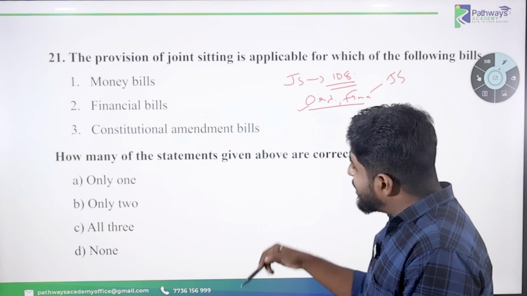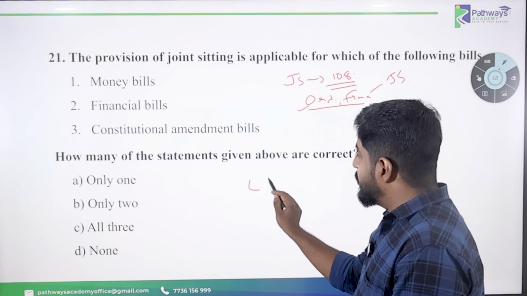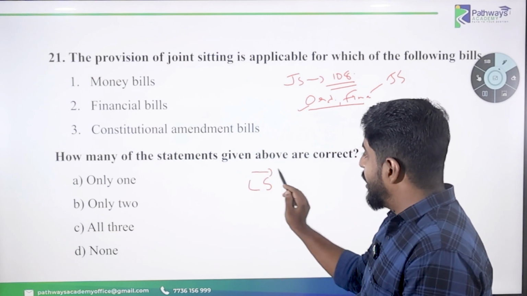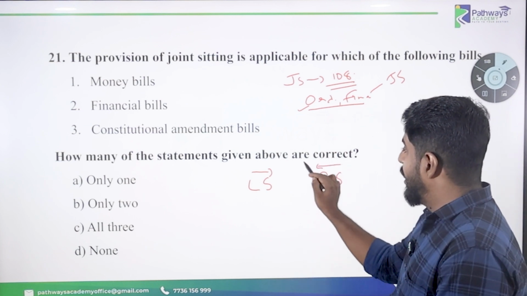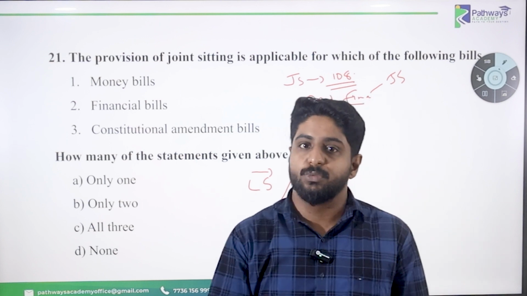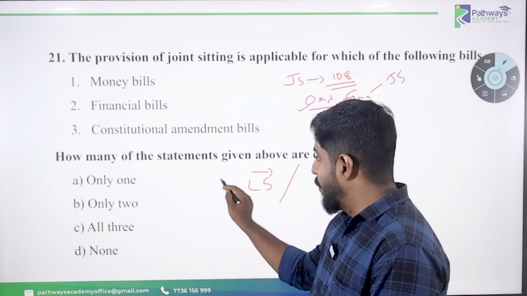Fine. Now we just consider the bill is introduced in Lok Sabha. Lok Sabha is enacting a bill. Rajya Sabha is against this bill. Rajya Sabha does not give assent to this bill. There is a deadlock. Condition number 1.